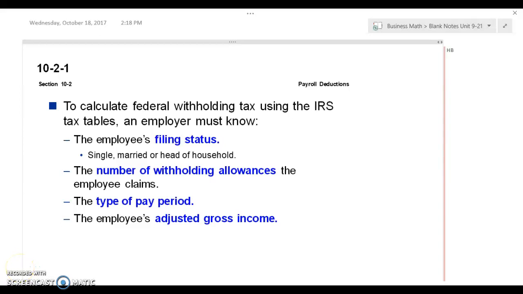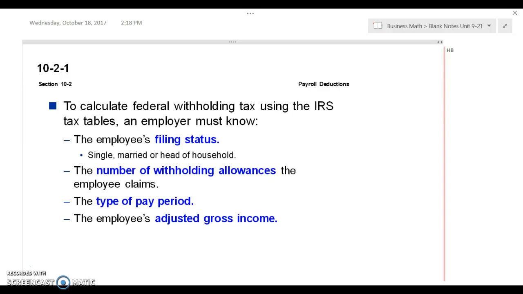Today we are going to be focusing on payroll deductions. So to start off, let's do some vocabulary. You need to know a filing status. That means, are you single, married, head of household? You need to know the number of withholding allowances that the employee claims. That's the number of people, typically.